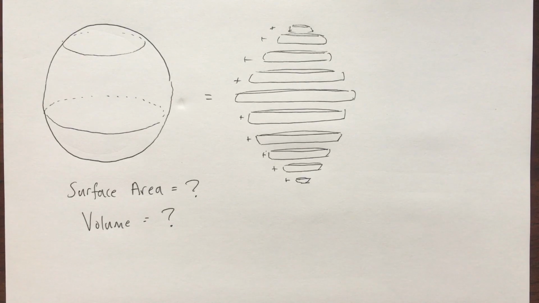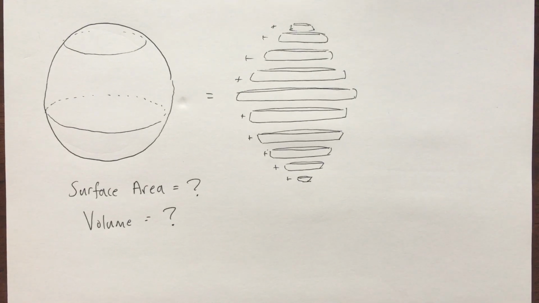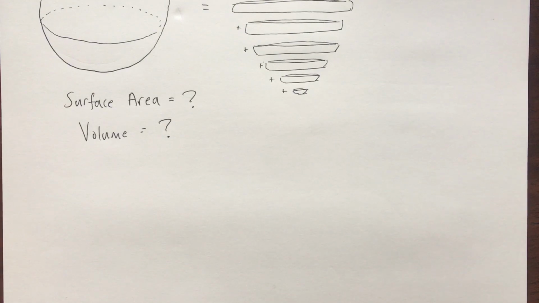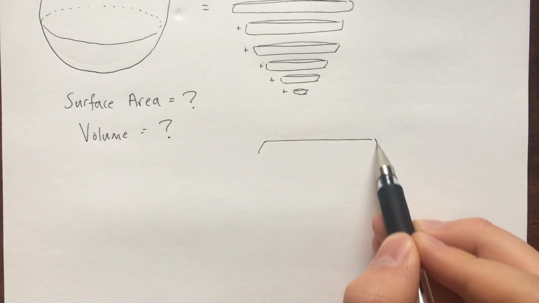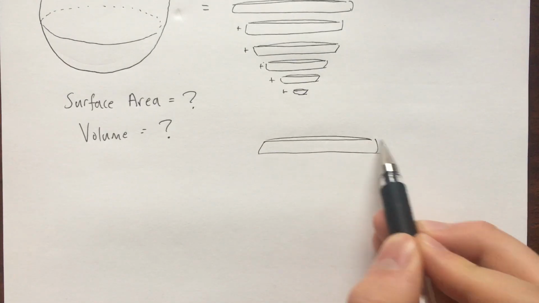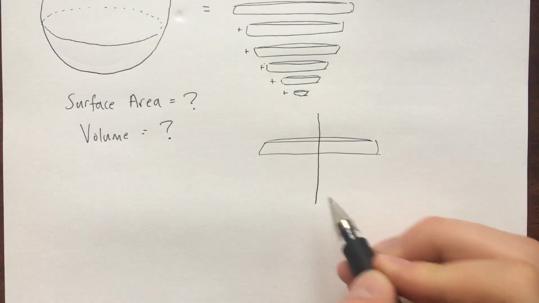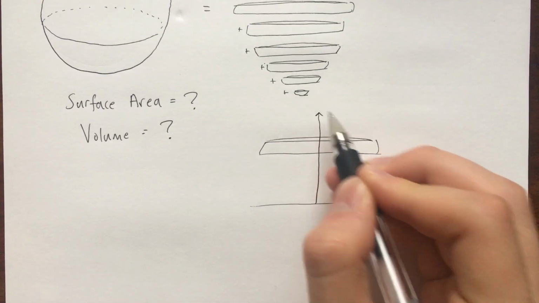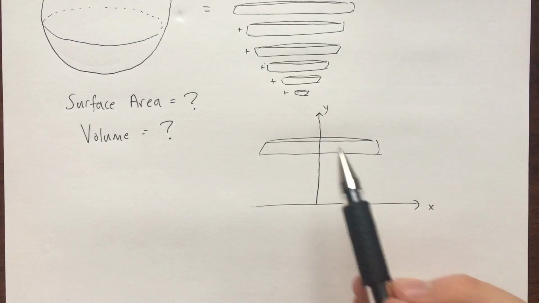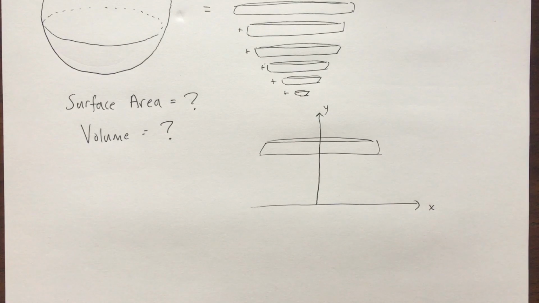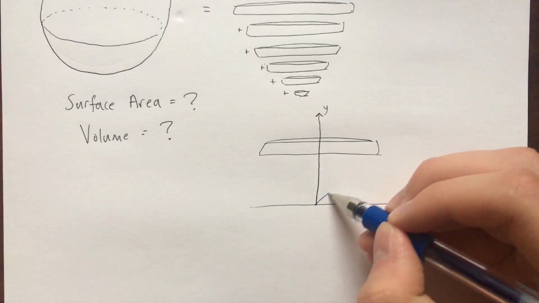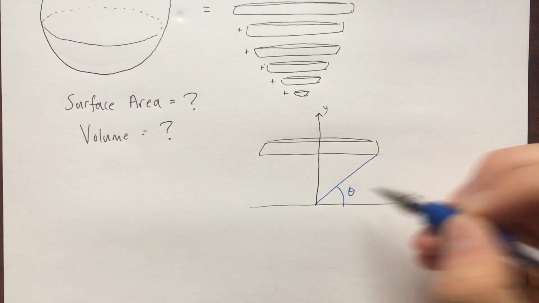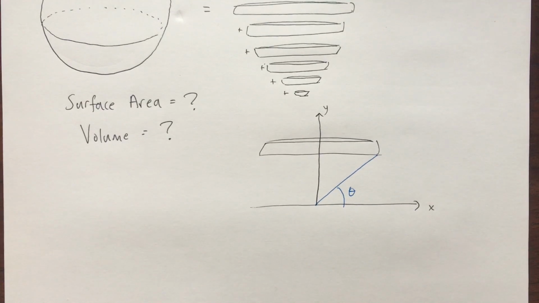So let's first start with the surface area. Let's examine a disk closely. Suppose we're looking at some disk like this. This is the y-axis, this is the x-axis, and it's above the origin. And now let's indicate that we're talking about this disk by giving it an angle of theta. So now, what is the area of this disk?